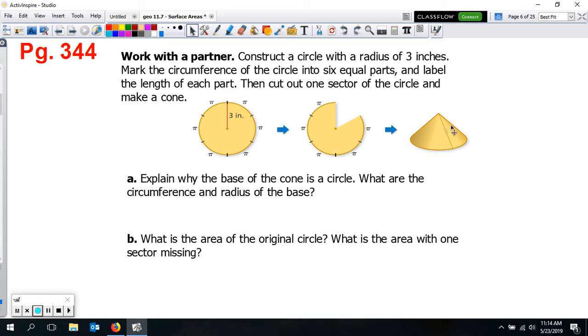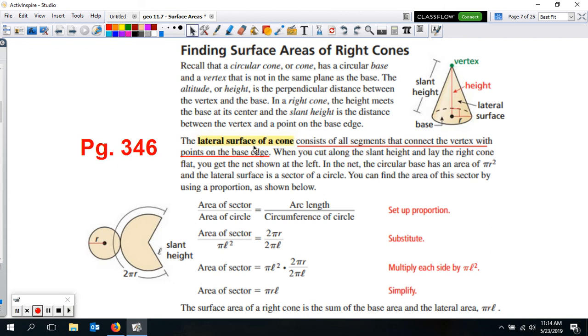And so that's why I wanted to show you that, so that when we get into trying to figure out what the surface area of this would be, obviously we have a base and we'll have to find the area of the base of that, but then the surface area would be a little bit different. It's the lateral surface of a cone. So here you go on page 346. Look at your vocabulary. Go ahead and write this down for the vocabulary.